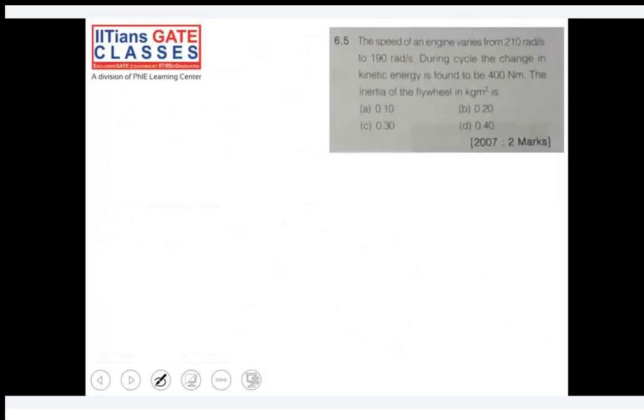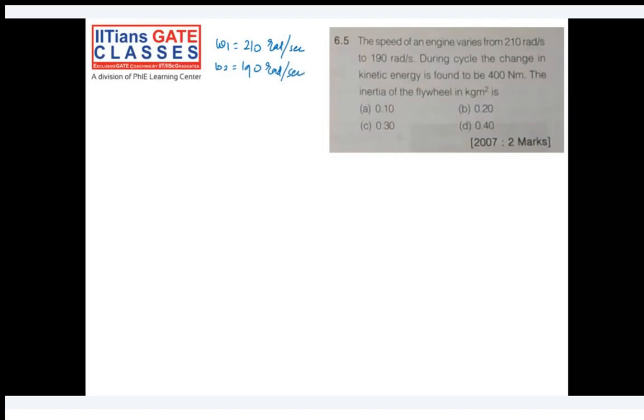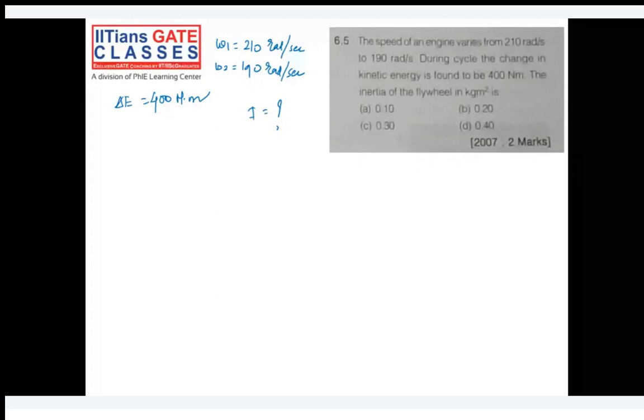The speed of the engine varies from 210 radian per second to 190 radian per second. Okay, so omega 1 is given to you as 210, omega 2 is 190. During the cycle, the change in kinetic energy is found to be 400 Newton meter. The question is the inertia of the flywheel in kg meter square. They're asking about the I. But it's very simple. I'll give you 2 minutes of time to solve. If you are finding it difficult, then I'll help you.